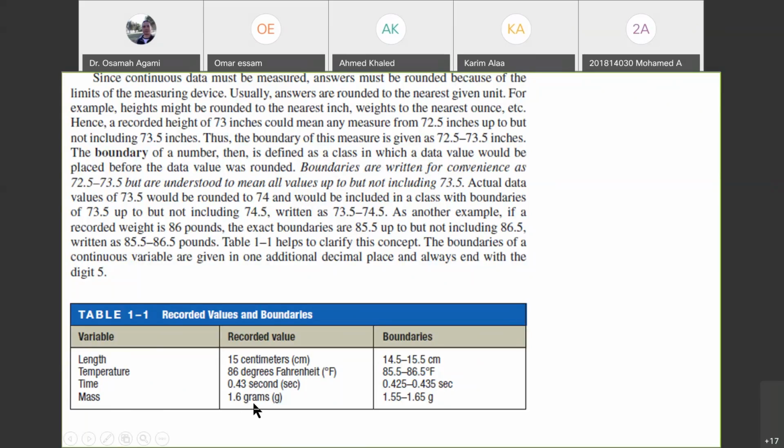Here, to have the boundary, you have only 1 decimal place. So you go 1 out of 10, 2 out of 10, 3 out of 10. So the unit here is 1 out of 10. What is the half of 1 out of 10? It's 5% or 0.05. So you subtract 0.05 from 1.6, you will have the lower bound 1.55. And you add 0.05 to 1.6, so you will have 1.65 as the upper bound. Is it clear? If it is not clear, I can repeat it again.